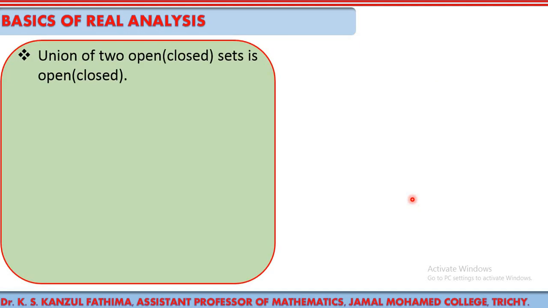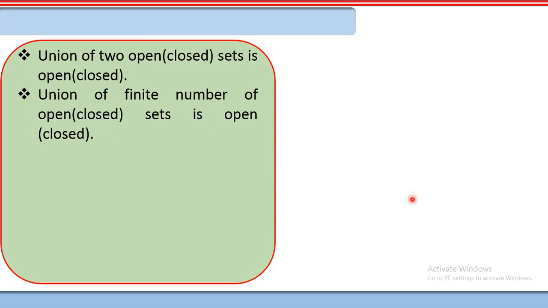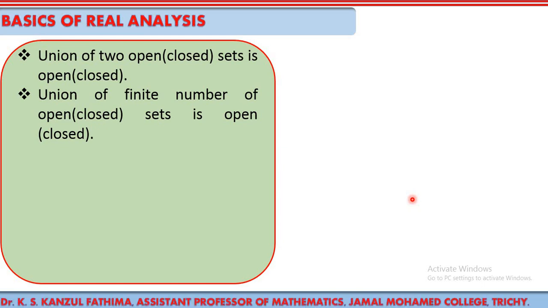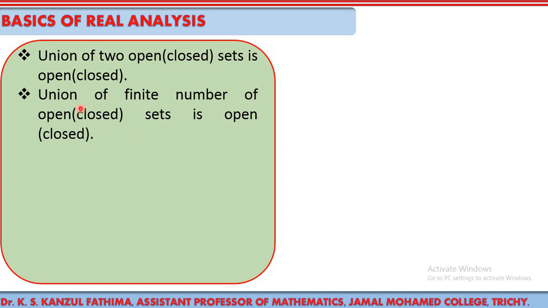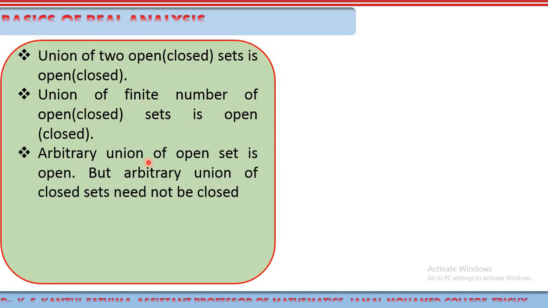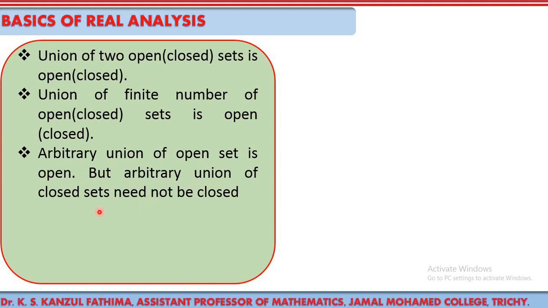We know that union of two open sets is open. Similarly, union of two closed sets is closed. That is, union of a finite number of open sets is open. Similarly, union of a finite number of closed sets is closed. Arbitrary union of open sets is open, but arbitrary union of closed sets need not be closed.